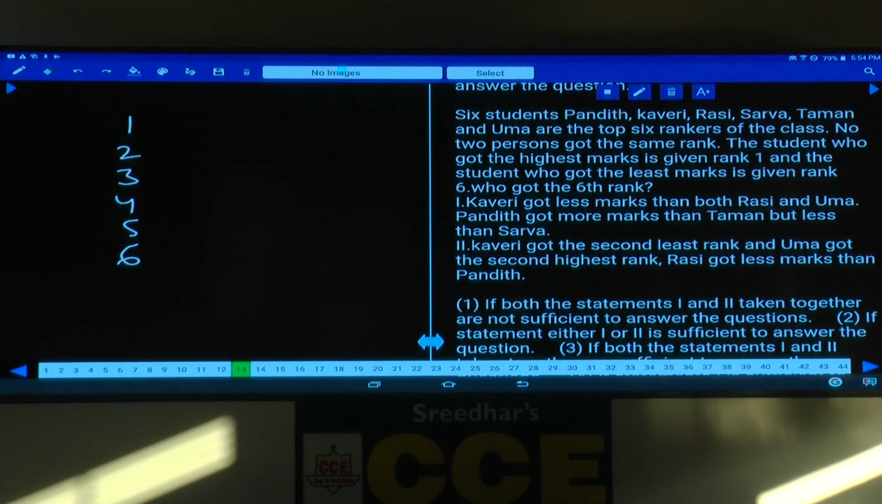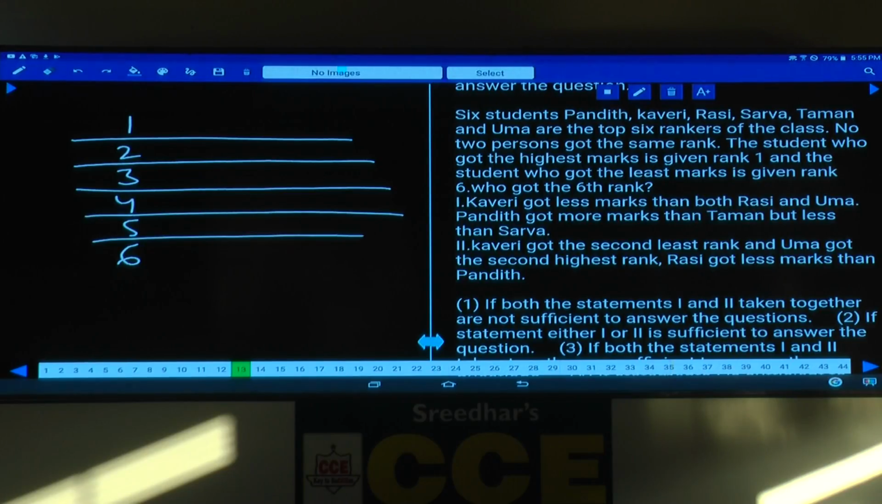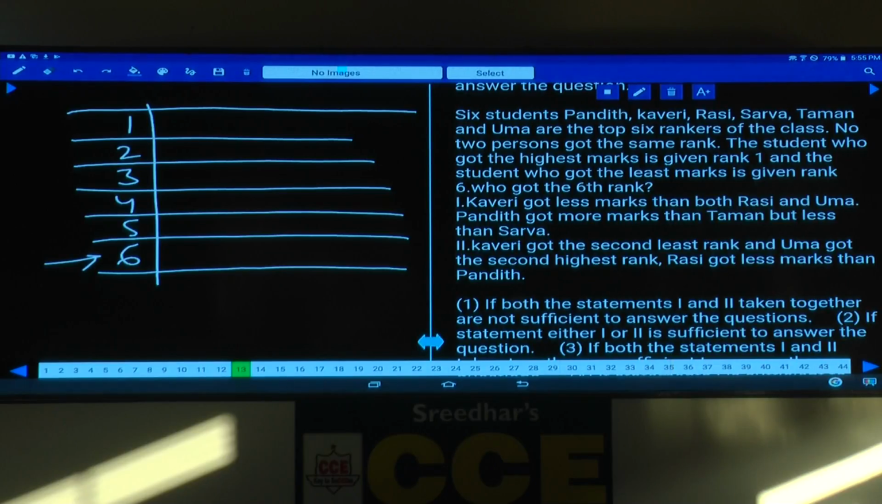Then, what is the question here? Who got the 6th rank? Now, we should identify the person who got the 6th rank, that means at the last place. And in order to identify that person, tell me which statement is required. Now, condition number 1: K got less marks than both R and U. And P got more marks than T, but less marks than S. Now this is the first information, isn't it?